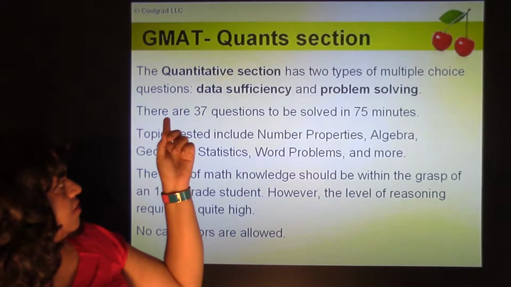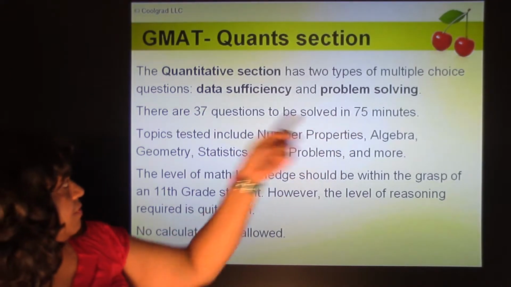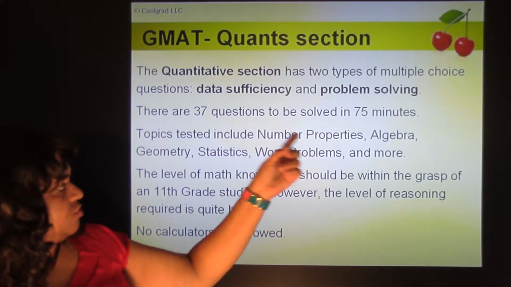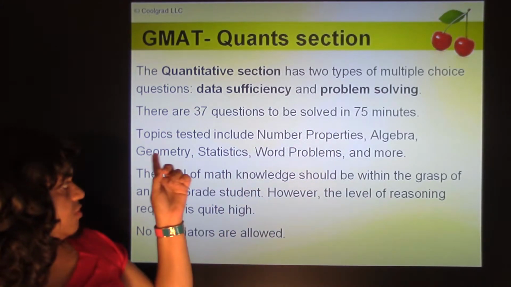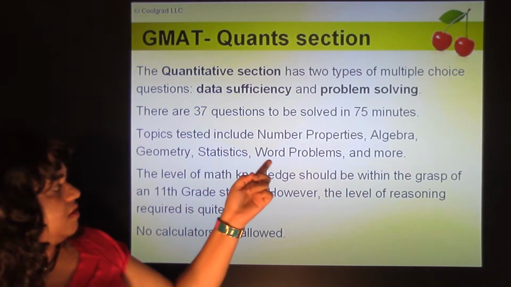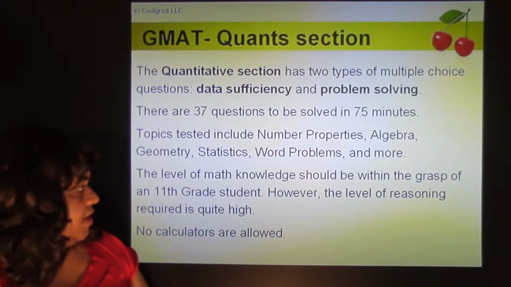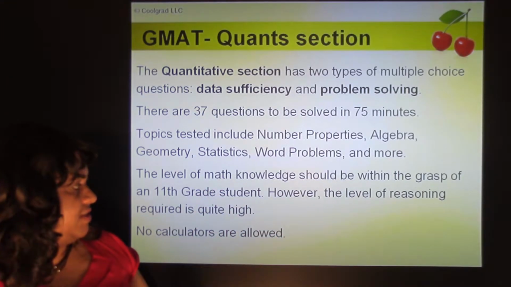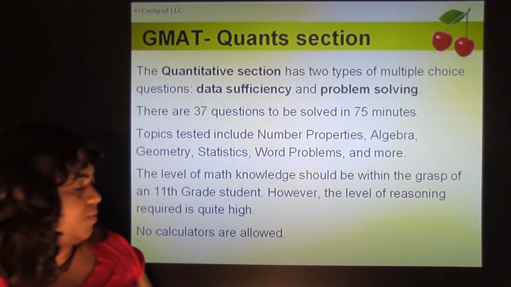So quant section. Quantitative section has 2 types of multiple choice questions, data sufficiency and problem solving. There are 37 questions to be solved in 75 minutes. Topics tested include number properties, algebra, geometry, statistics, word problems, and so more. The level of math knowledge should be within the grasp of 11th grade student. However, the level of reasoning required is quite high.